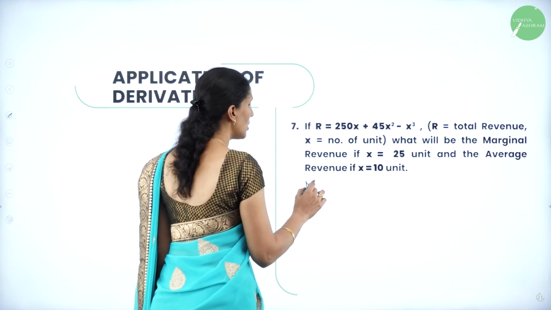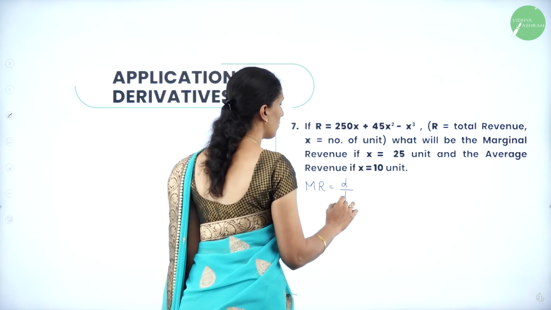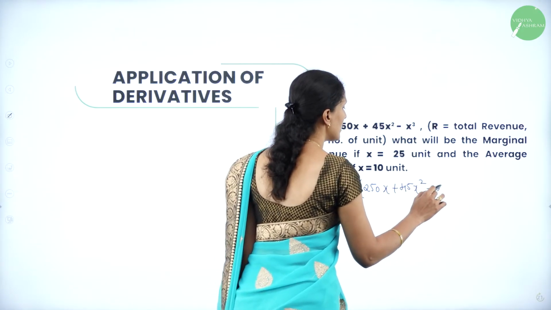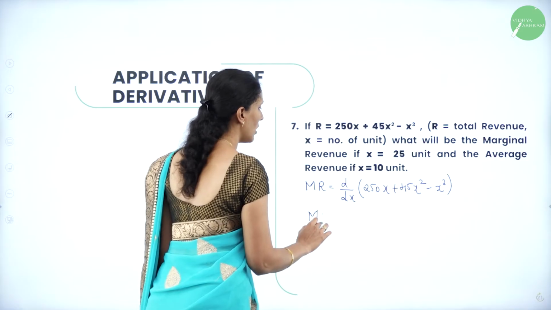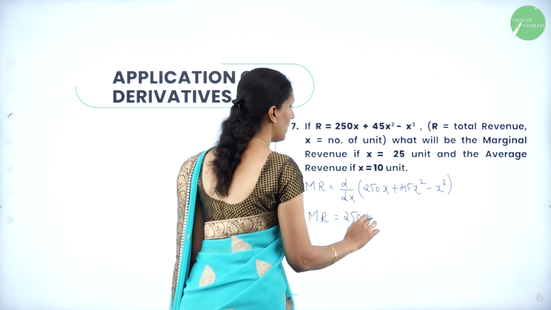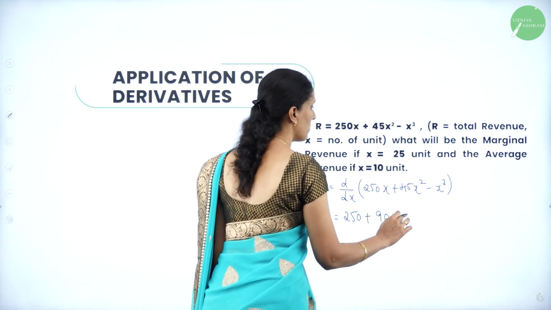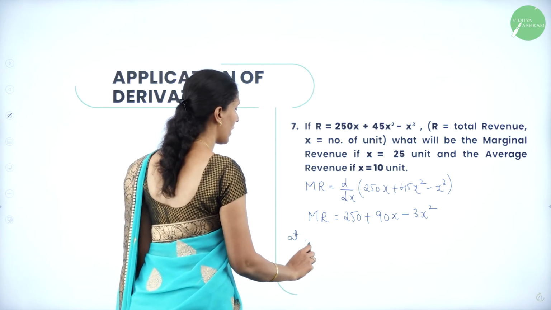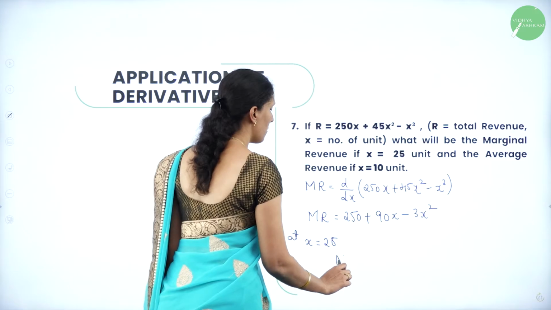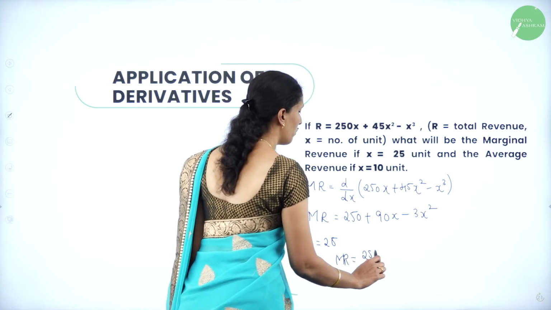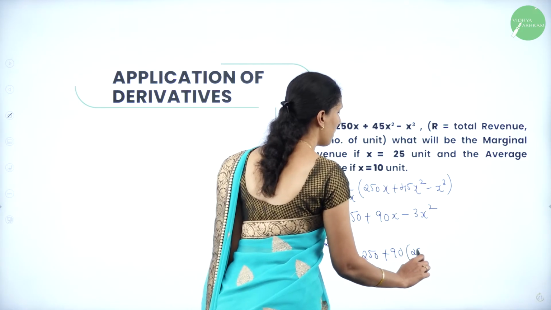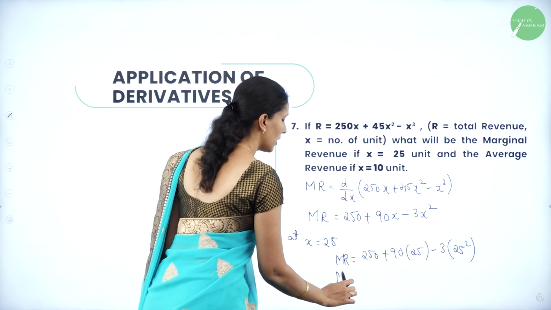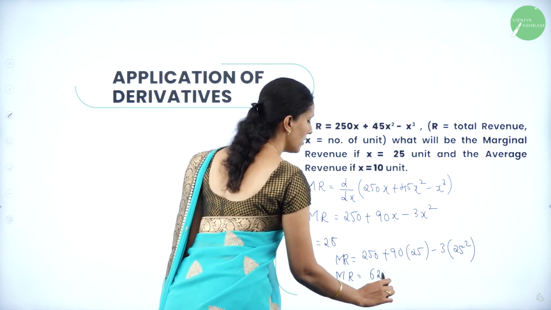So therefore, marginal revenue is equal to the derivative of 250x plus 45x square minus x cube. This implies marginal revenue is equal to 250 plus 45 twos are 90x minus 3x square. We need to find the marginal revenue at x is equal to 25. At x equal to 25, marginal revenue is equal to 250 plus 90 into 25 minus 3 into 25 square. So on solving this, we will get the marginal revenue is equal to 625.